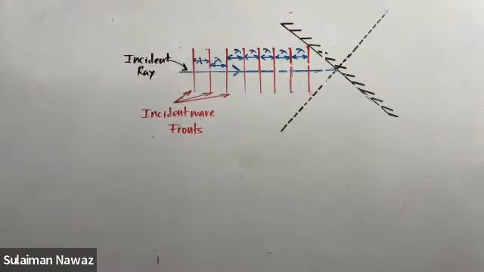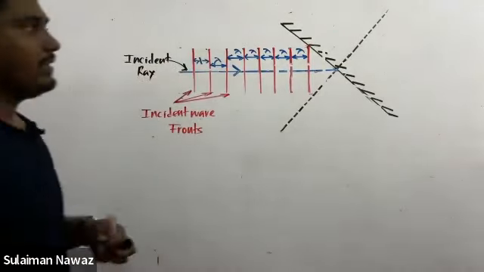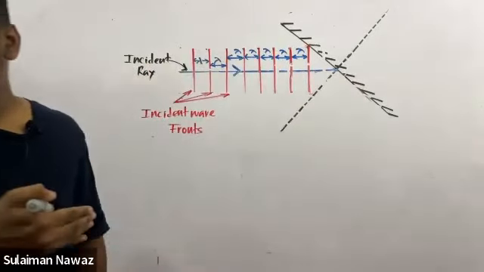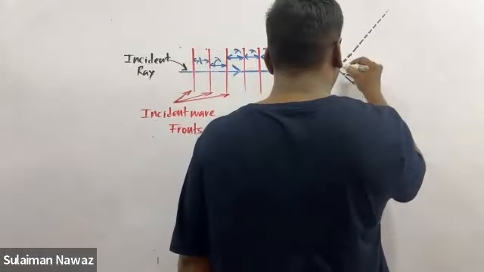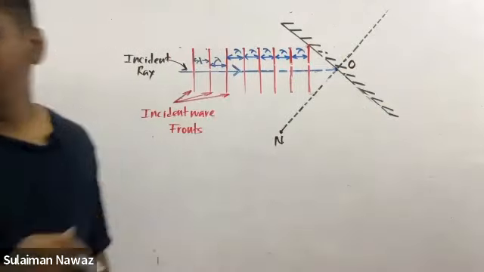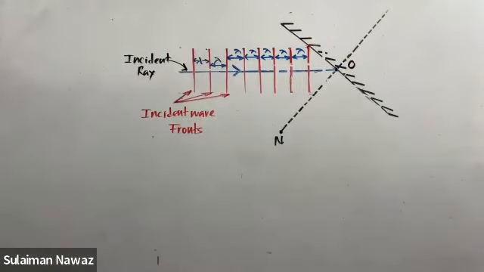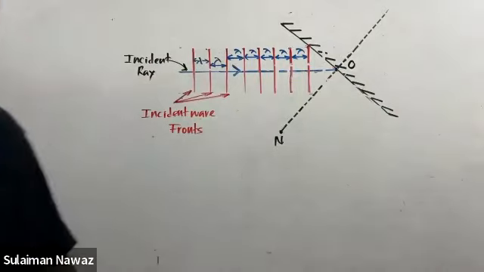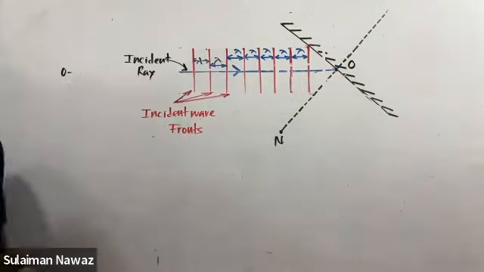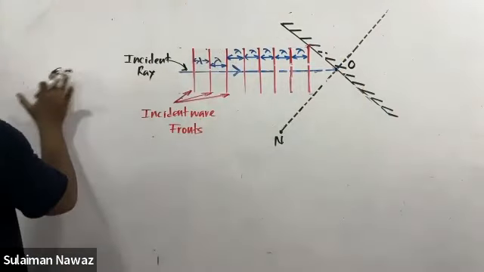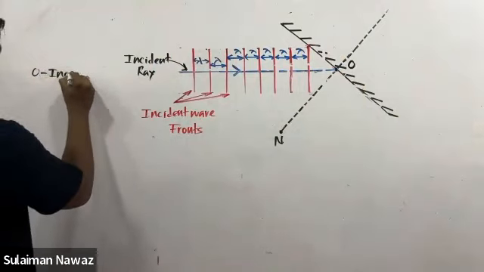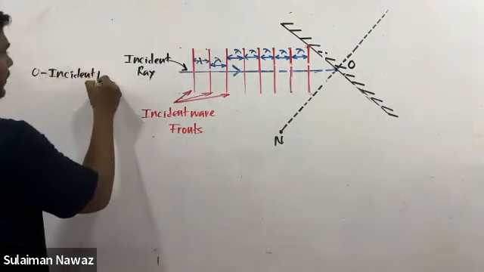Right? So then what happens? Now, reflection. This is the point capital O, incident point. We say point capital O is called the incident point.